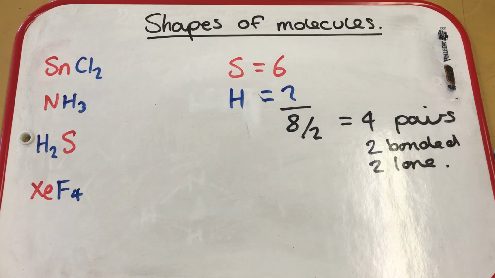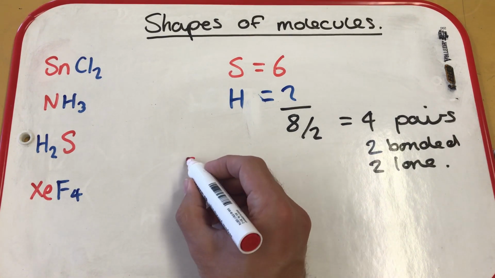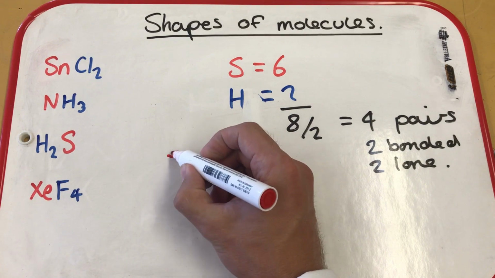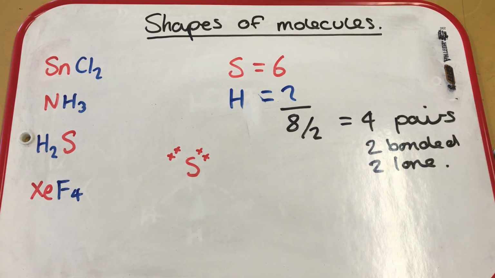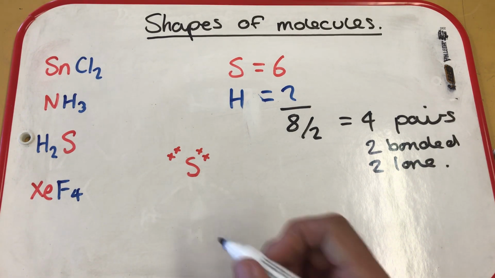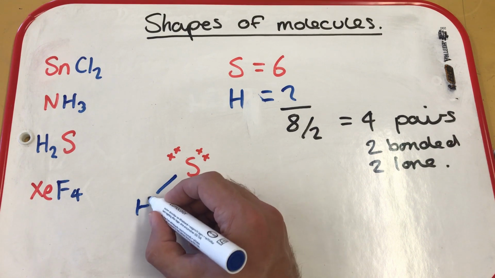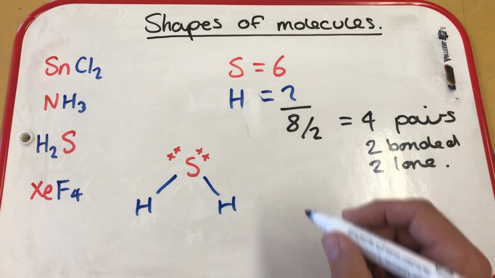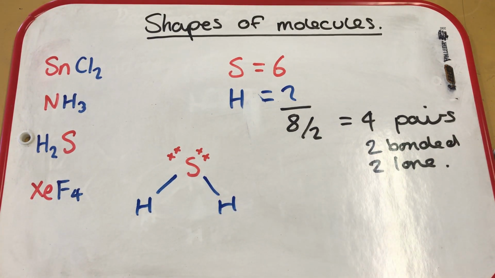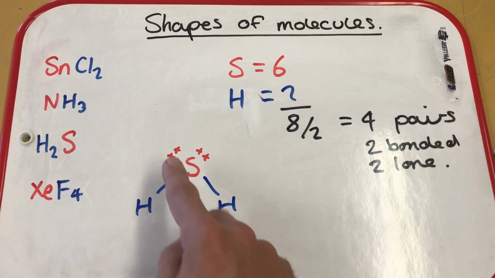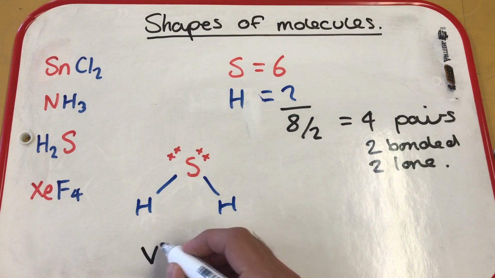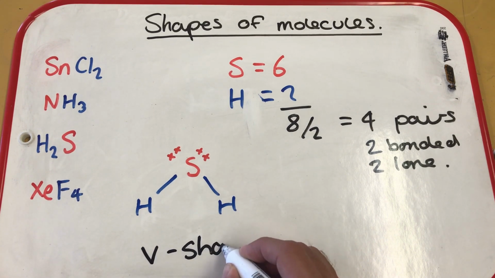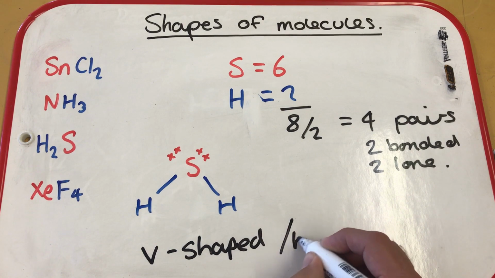Let's have a look and draw the structure and see what that would look like. So we have our sulfur here at the top. Now we have 2 lone pairs of electrons as far away from each other as possible so that the final structure has minimum repulsion between the pairs of electrons. And then again, we have a V-shaped molecule where these are squished down because of these lone pairs of electrons. So this again is V-shaped or bent.